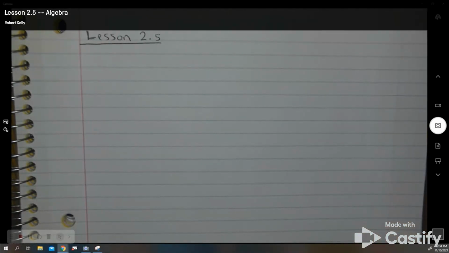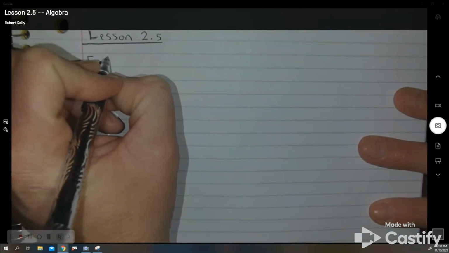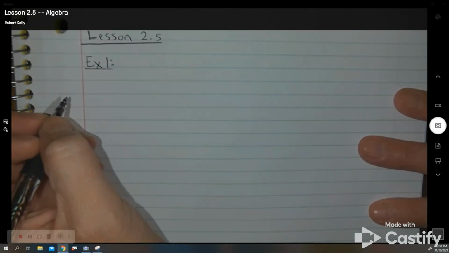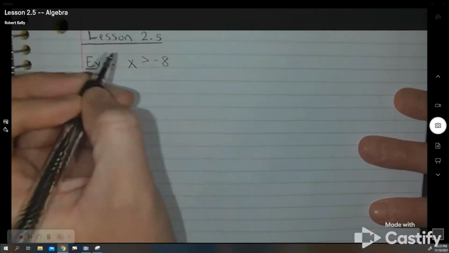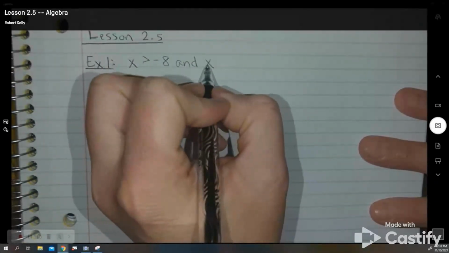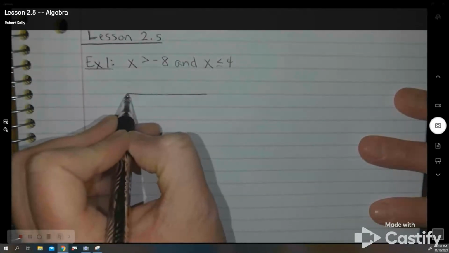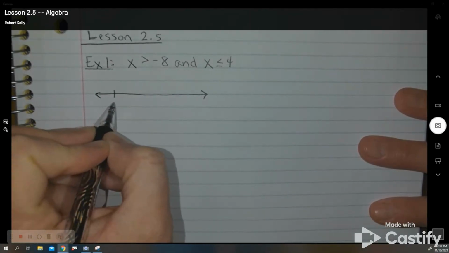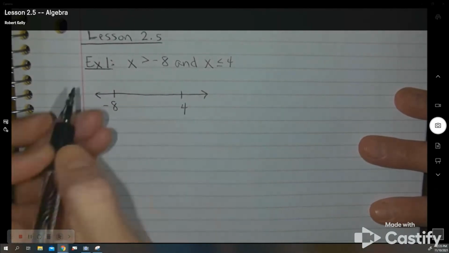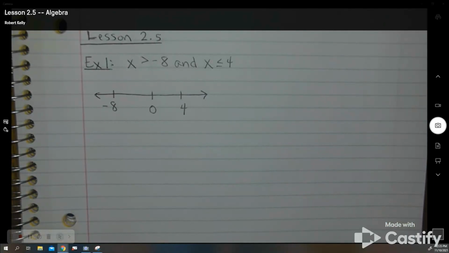Okay, so we're going to first look at what the graph would look like for a compound inequality. So if we start with x is greater than -8 and x is less than or equal to 4. On a number line, I need to make sure that I have both numbers on here. So for example, this one has -8 and positive 4. And then I'm going to put 0 in here as well because it fits between those two.